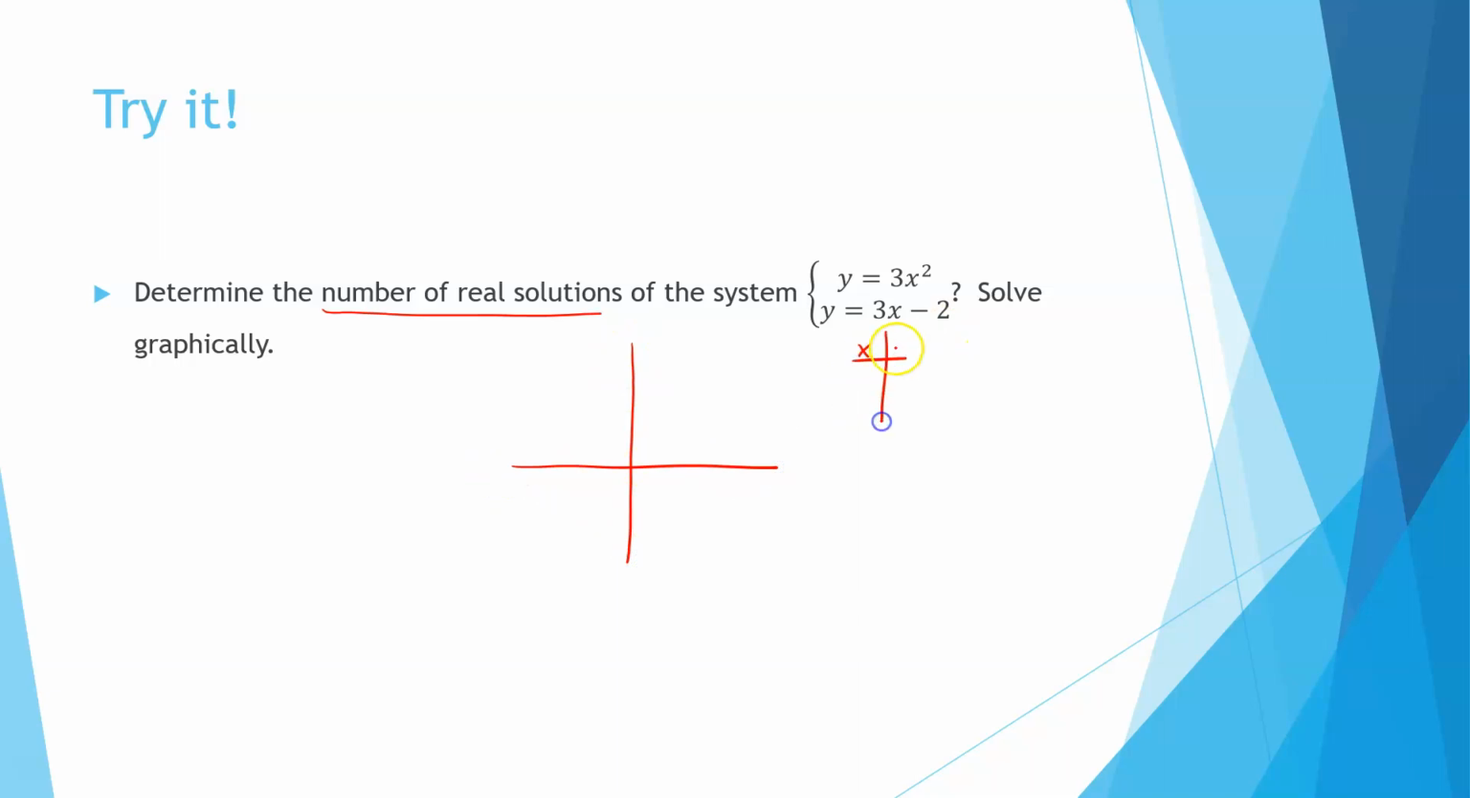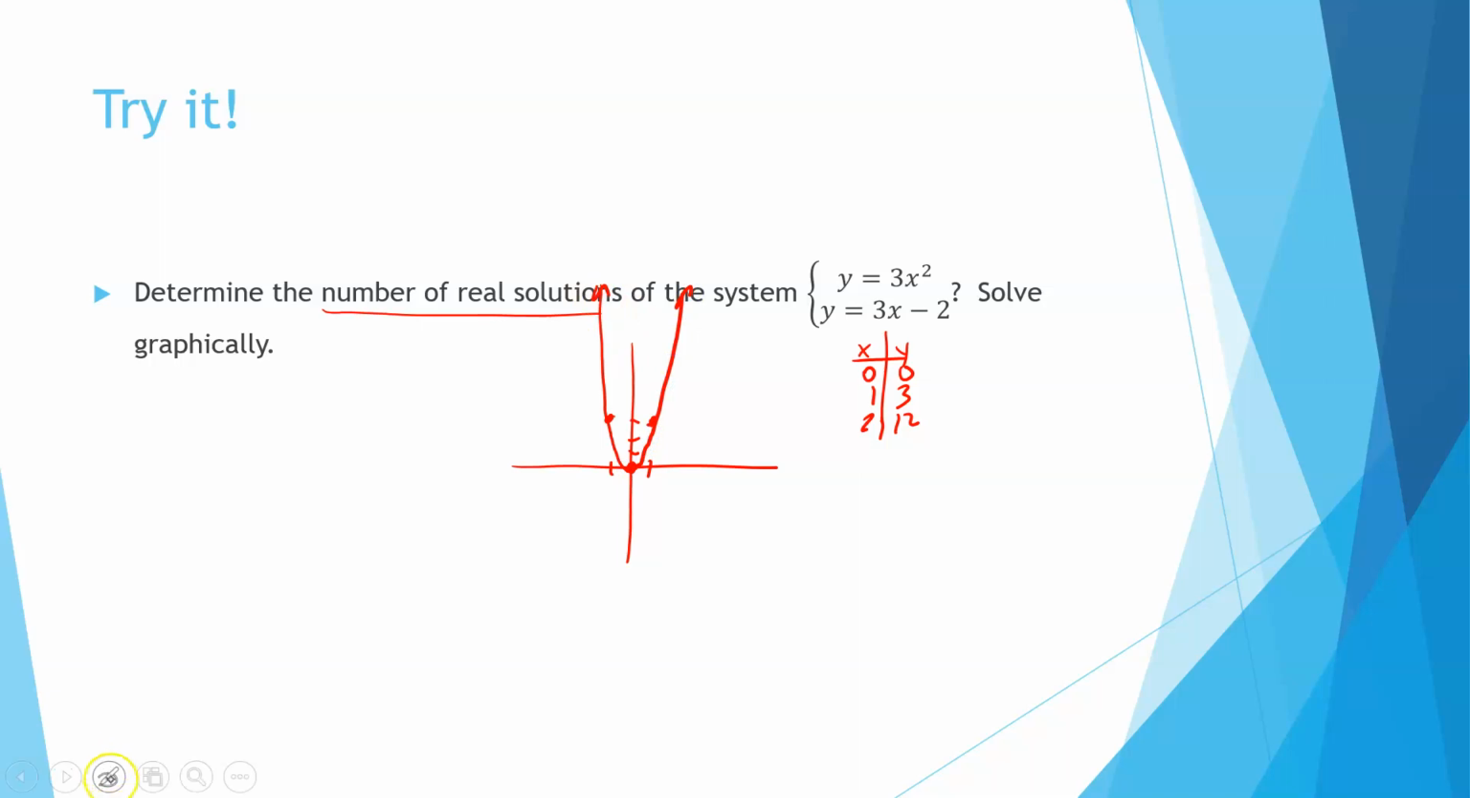Again, if I'm going to make my xy table for 3x squared, 3 times 0 is 0. I plug in 1, 1 squared is 1 times 3 is 3. So I have a point at 1, 3, negative 1, 3. If you plugged in 2, 2 squared is 4 times 3 is 12. That's way up there. So we should have been able to see that it's a graph that looks something like this.